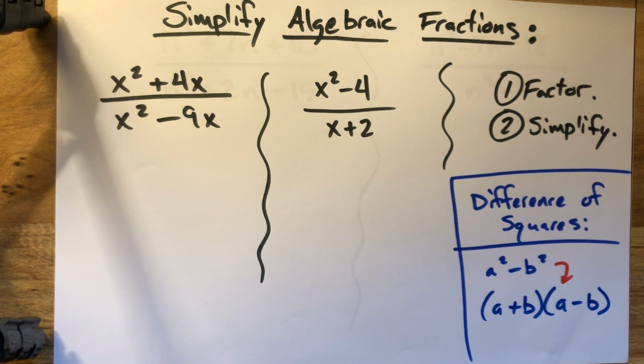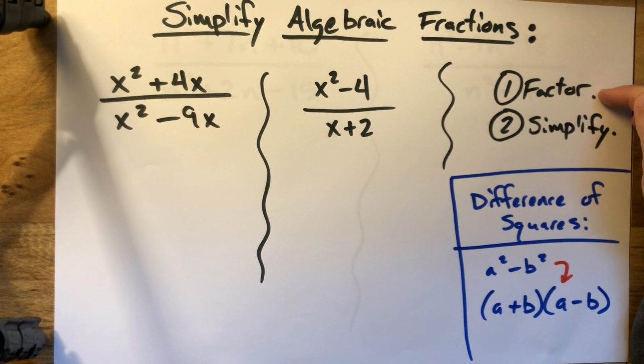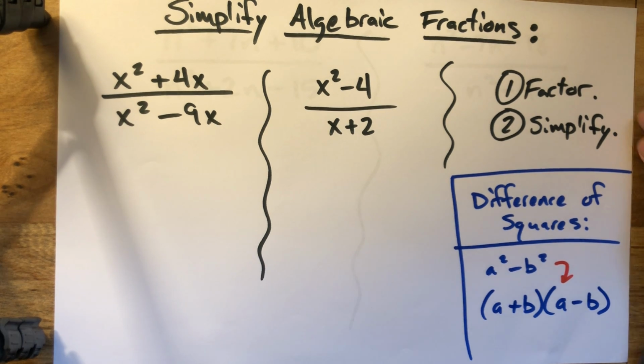Let's take a look at a couple examples here. I pulled some of these from your practice page. If you want to match them up, you can. So first I have for us x squared plus 4x, all being divided by x squared minus 9x. And sticking with our two steps here, I want you to look at factoring first. Can you factor out a term, a variable, a number, and then how can you simplify second? So step one is factor, step two is simplify.